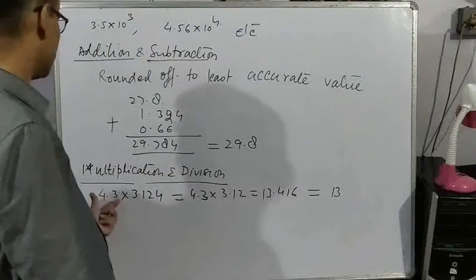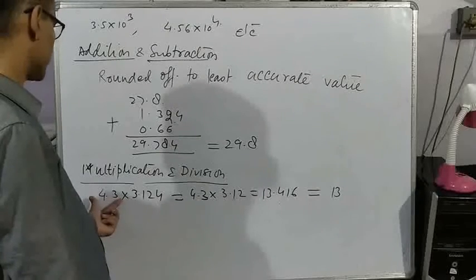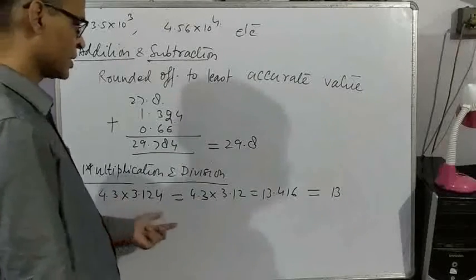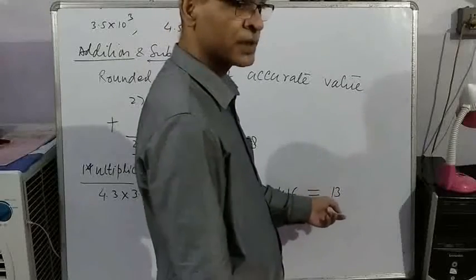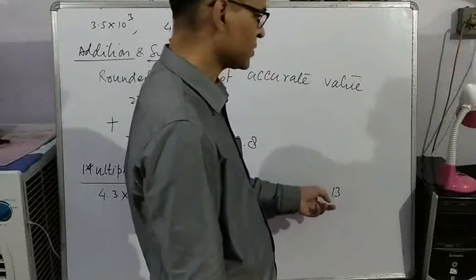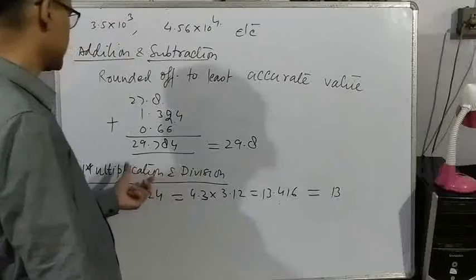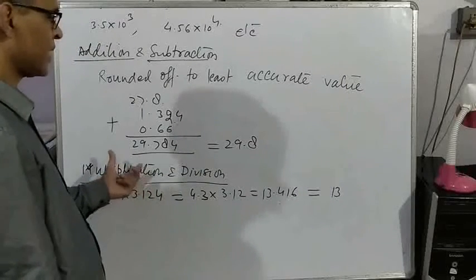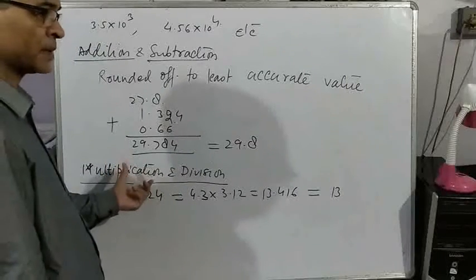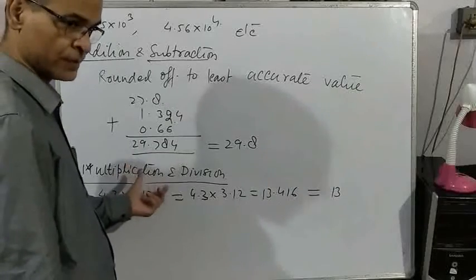Now least significant figure is 2 digits. So result must carry only 2 significant figures. I suppose you are understanding. And this method of finding significant figure is applicable to division also.